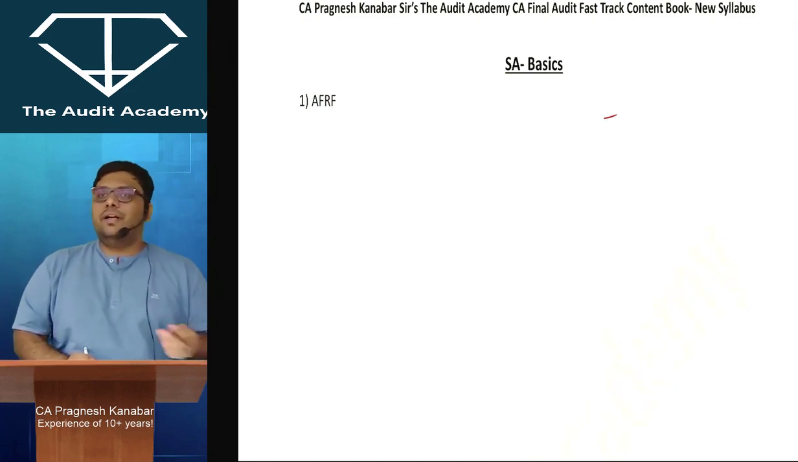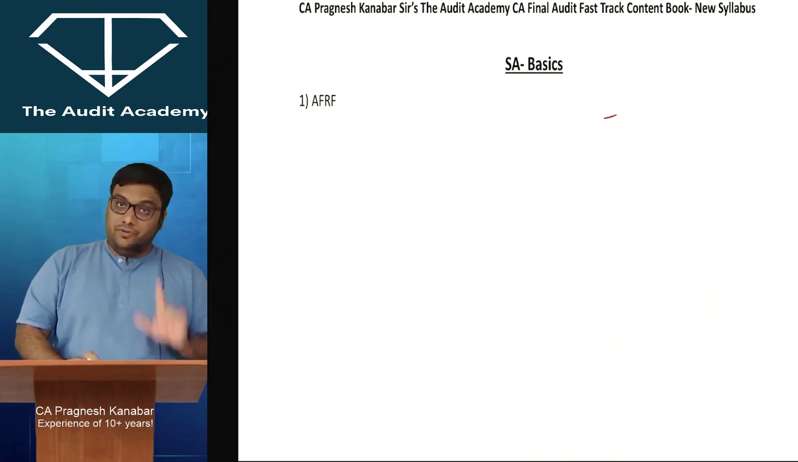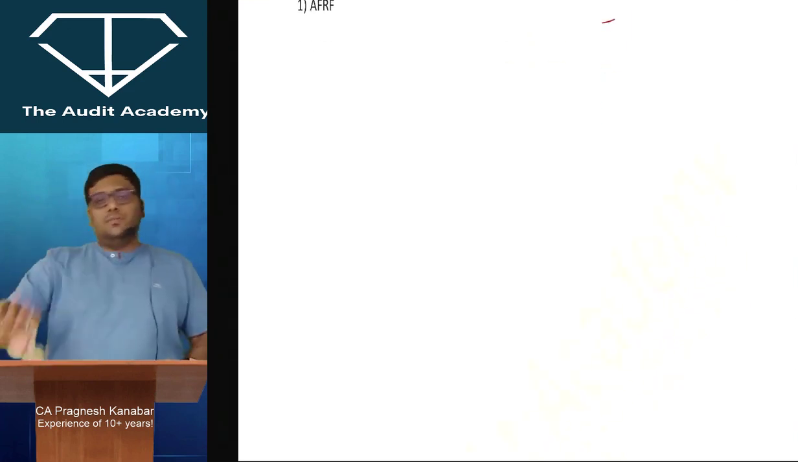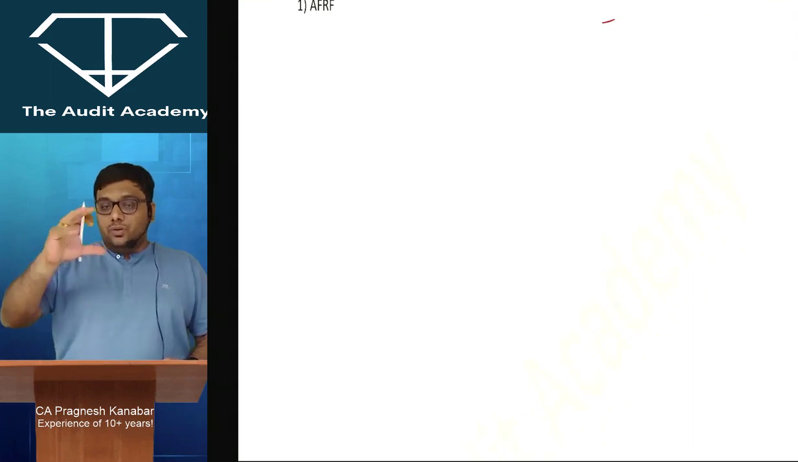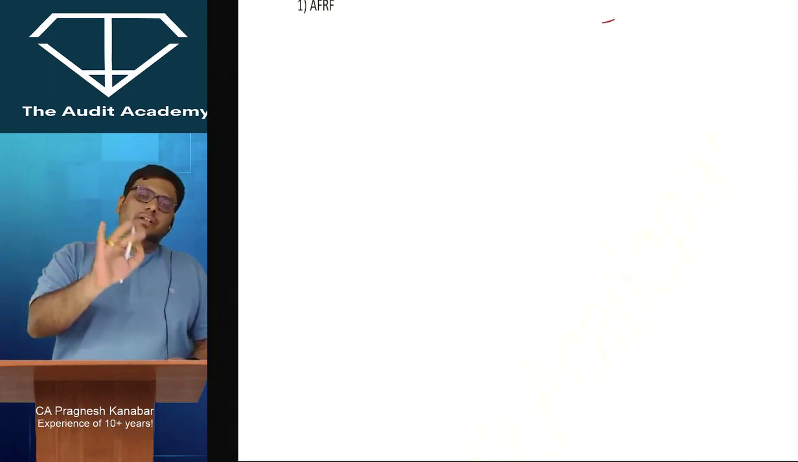In fact, you will not find even more than 2-3% of difference. For standards and for non-standards, the same content, the 8 chapters of non-standards, which is also expected to be around 40% of the paper, those 8 chapters, the same content of the regular course, has been printed in the fast track course.